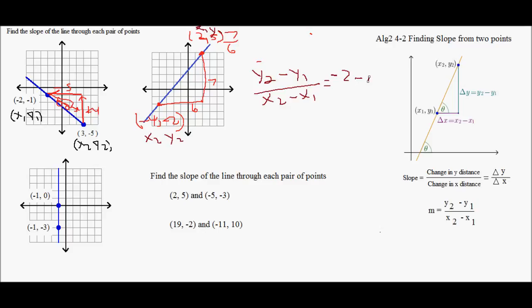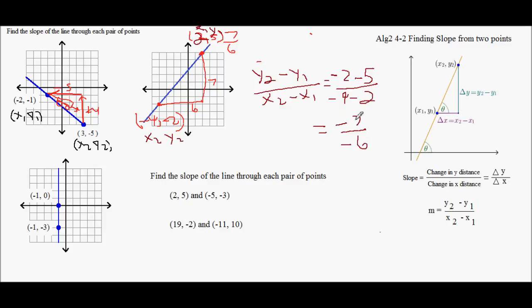Okay, that didn't work so good. Negative 2 minus 5. Okay. And then x2 is negative 4 minus x1. And x1 was 2, right? Yeah, this is a 2 here. Okay. So negative 2 subtract 5, negative 7. Negative 4 subtract 2 is negative 6.